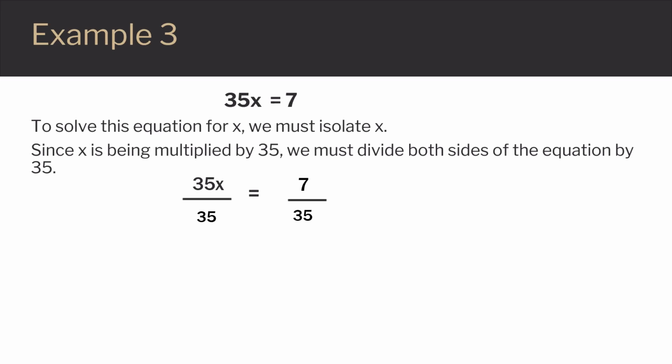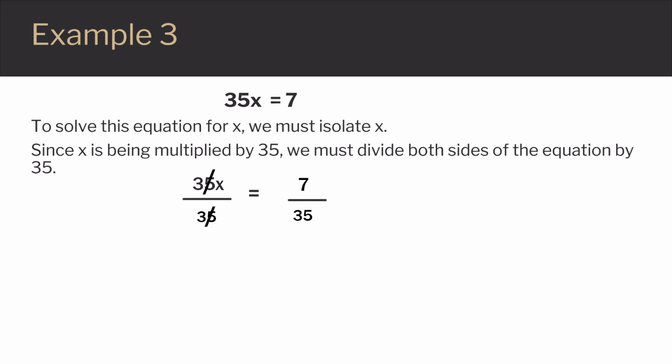We can rewrite this equation as 35x equals 7. To solve for x, we must isolate it. Since x is being multiplied by 35, we must do the opposite operation. The opposite of multiplication is division. So we will divide both sides of the equation by 35. On the left side, the 35's cancel, and we're just left with x. On the right side, we have 7 divided by 35.